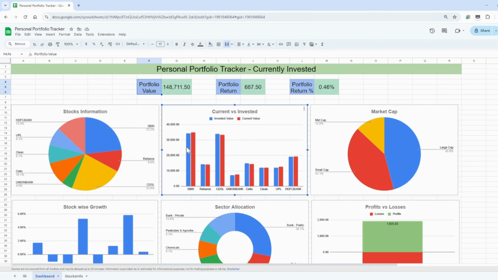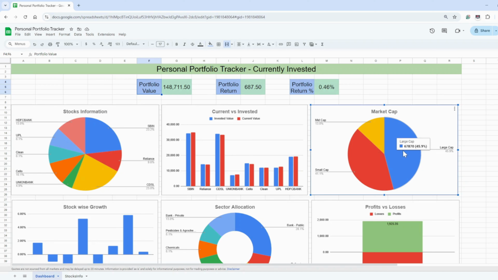33,440. Okay. This is what you will get for all the stocks. And then the market cap. So how much large cap? 67,870 I have invested in the large cap. Mid cap I have invested 19,250, and the small cap I have invested 60,904. Okay, so you will get how much percentage is in the small cap, mid cap, and large cap.